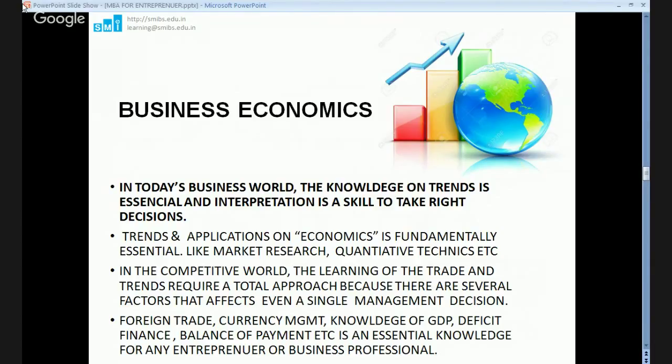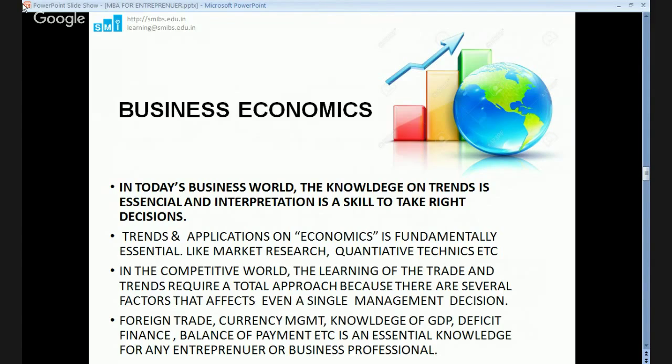The problems are to be worked at a very high level so that the skill of application is required to arrive at proper feelings or proper diagnosis. And that requires the business knowledge and the business economics. In the competitive world, the learning of the trade and trends require a total approach because there are several factors that affect even a single management decision.